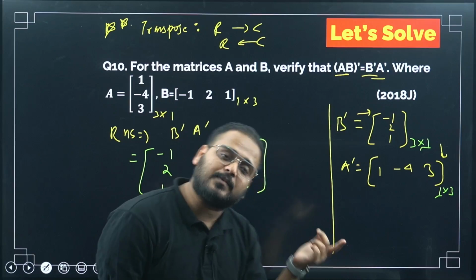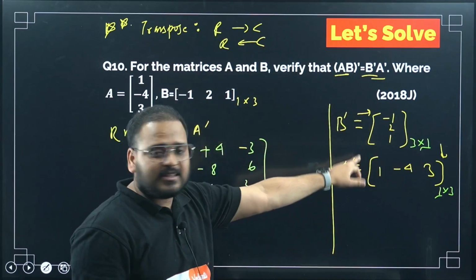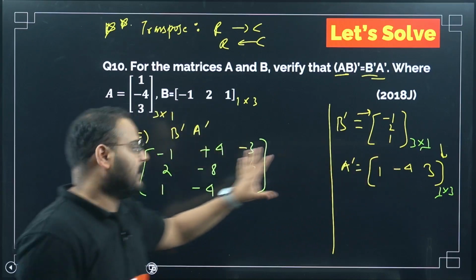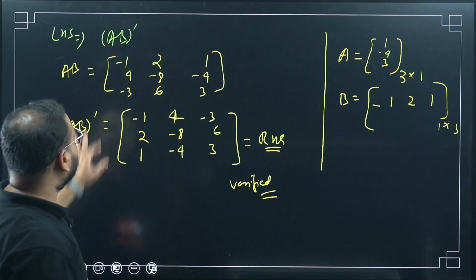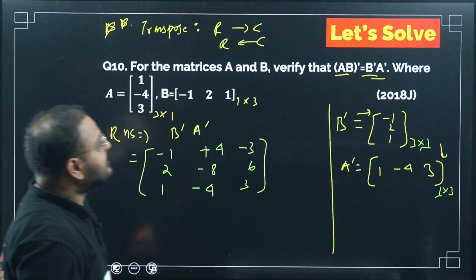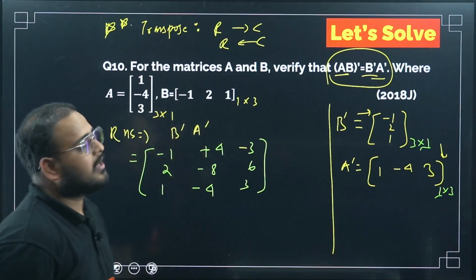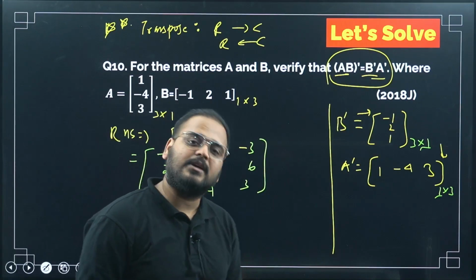That comes from which concept? This concept only. The row becomes column or column becomes row. Okay. So we did that. We got the transpose value. Did the multiplication of the matrix, and again over here did the multiplication first and then took the transpose. This is a very standard result. You can use it anywhere. Okay. (AB) transpose equals B transpose times A transpose.